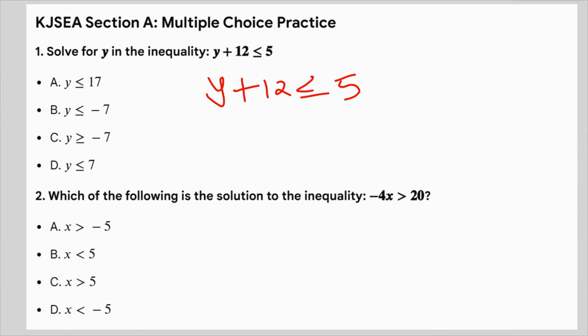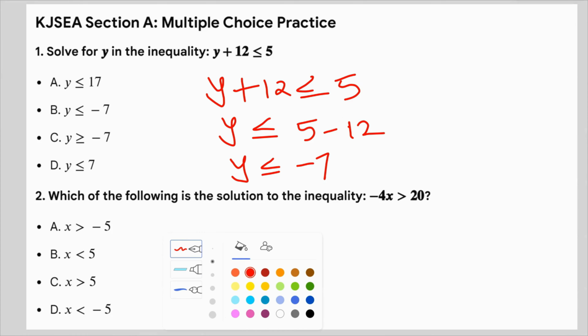So here we are going to isolate y by taking the 12 to the other side. So y, we are going to maintain our inequality, and then we take it to the other side. We have 5 minus 12. Because it's a positive and it's moved to the other side, it becomes a negative. So y is less or equal to 5 minus 12, which is negative 7. So our answer is y is less or equal to negative 7, and that's B.